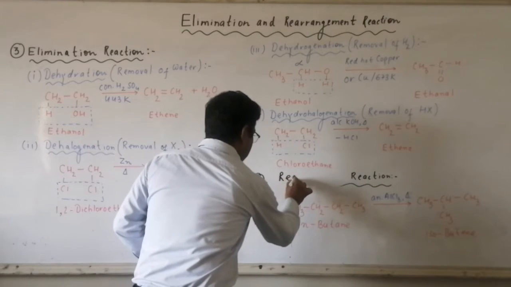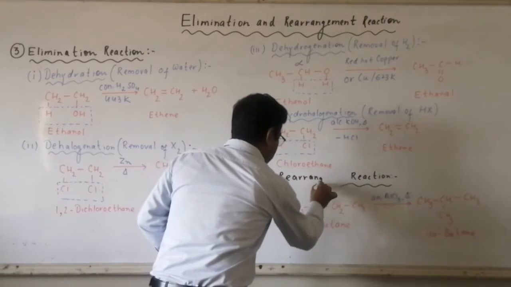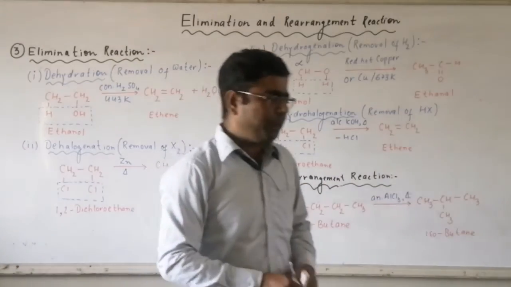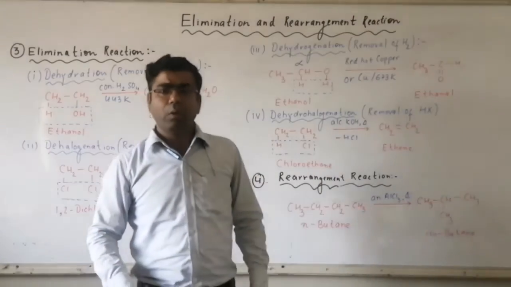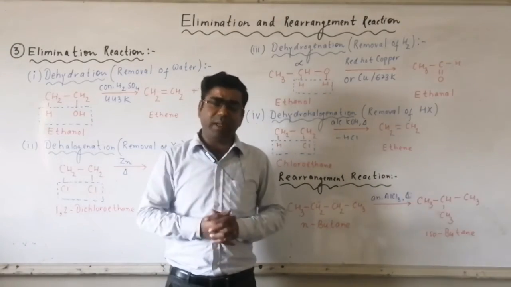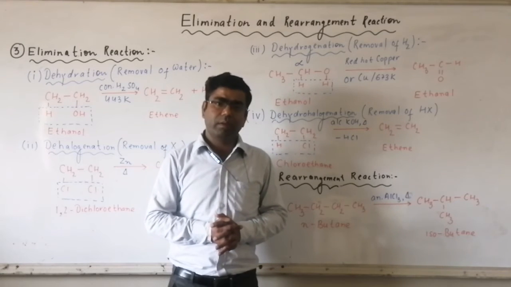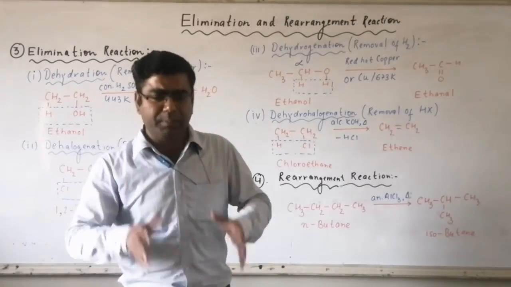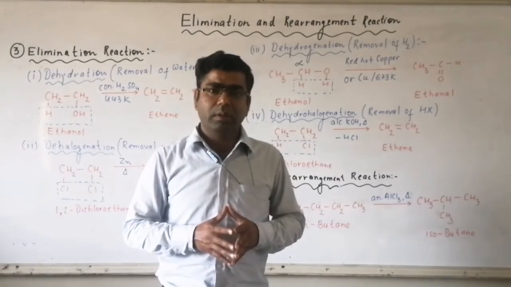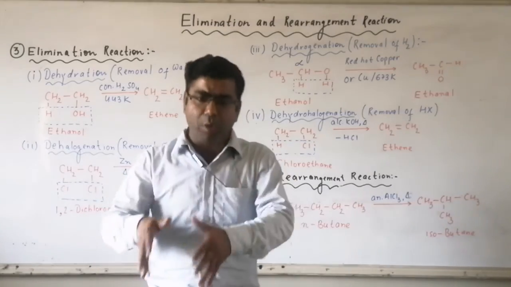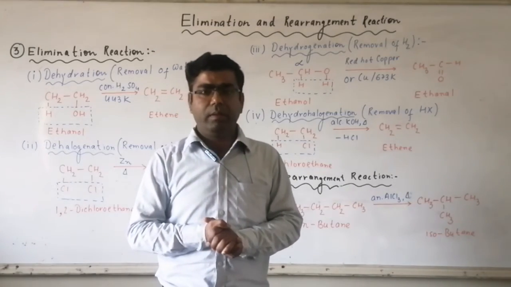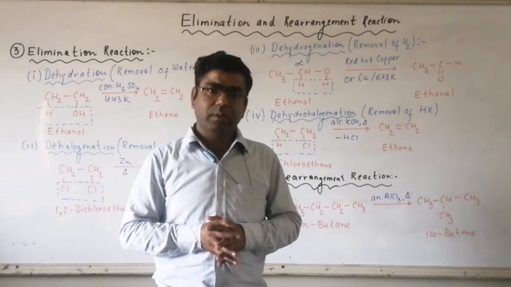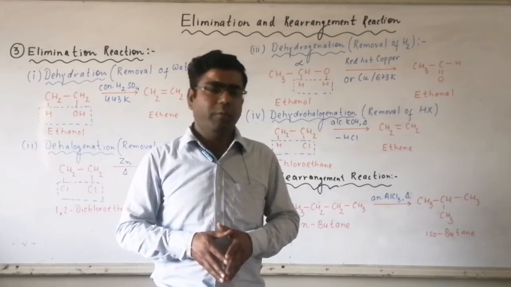So here, the rearrangement reaction, the simplest of all. What happens in a rearrangement reaction? Rearrangement of atoms or groups of atoms takes place in the same molecule under suitable conditions, as a result of which we get the product.